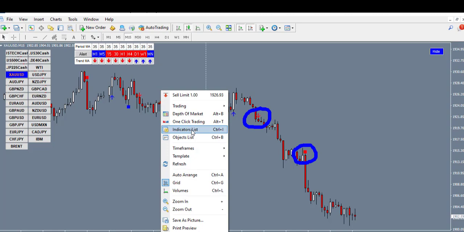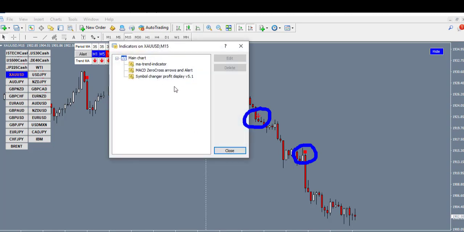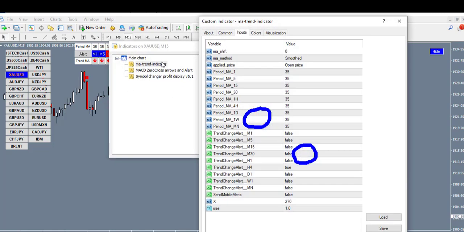Now let's go back to the settings for this particular indicator. The number 1 indicator is this MA trend indicator, and here are the values. Just make sure you change it. This is X, where the indicator is going to stay. You can change it to anywhere you want. Here are the settings for the first indicator, and click OK once you are done.